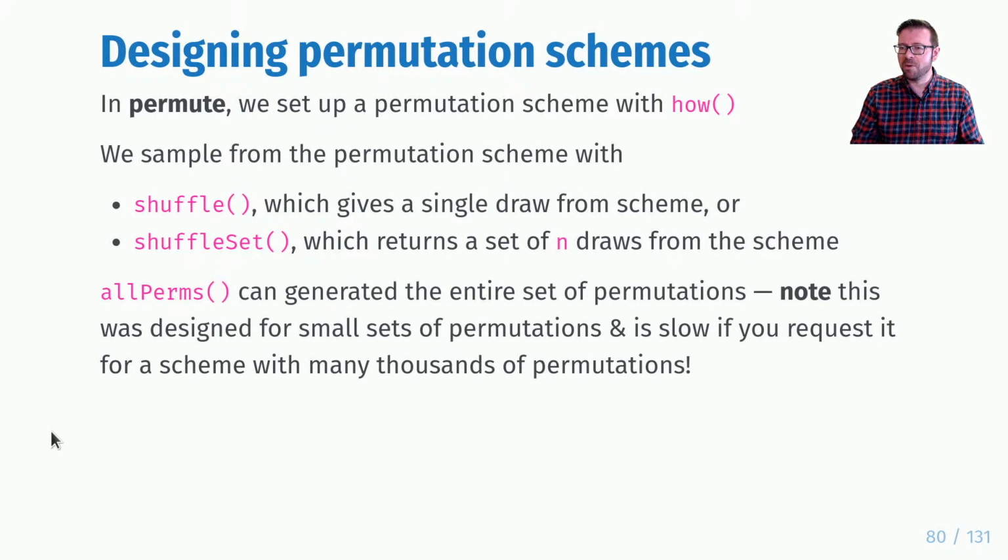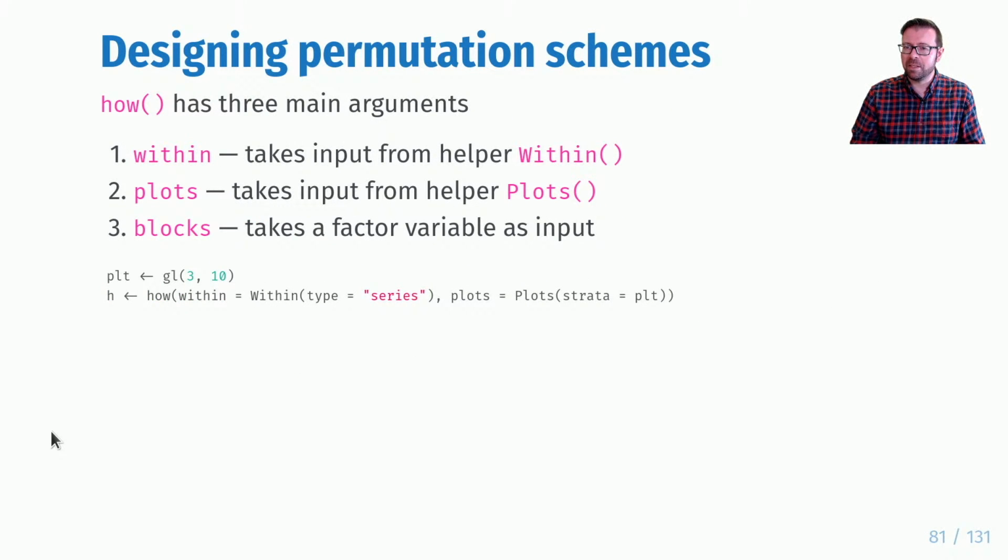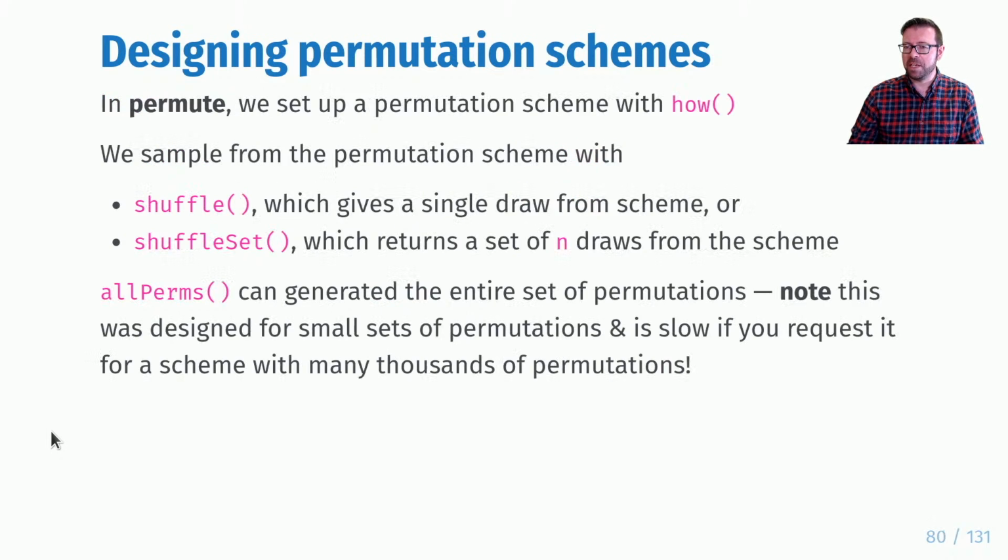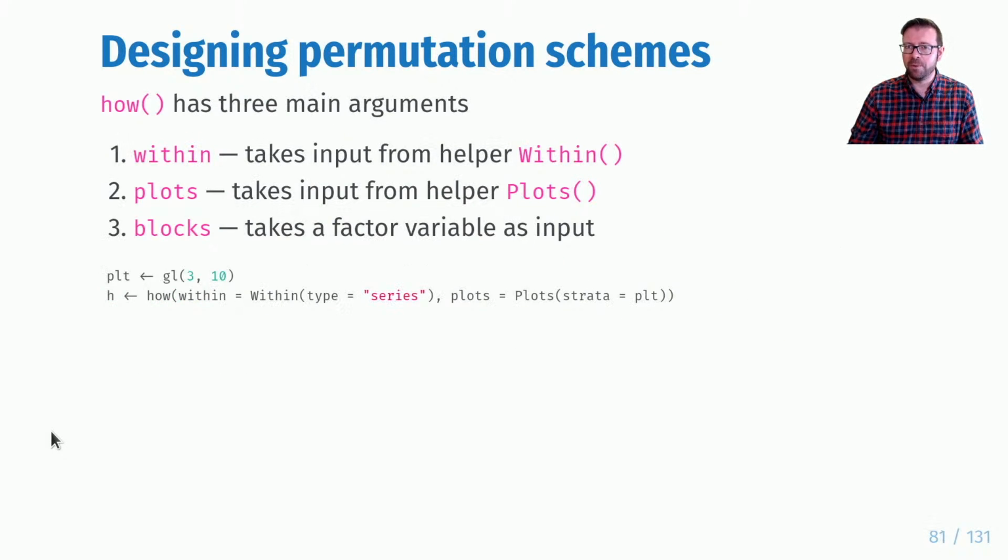allPerms is pretty slow if you ask it for a scheme that has many thousands of possible permutations. It'll do them for you, you just have to sit around and wait. Now all of this is actually built into vegan now, and so you don't even need to do shuffle and shuffleSet and allPerms yourself. All you need to really worry about is how. I'm going to spend a few minutes going through what how does, and then we'll have a quick example, and then I'll move on to doing some PERMANOVA. And I see we're running out of time a little bit, so I'm going to skip the example and go on to PERMANOVA because I know a number of people were interested in that.